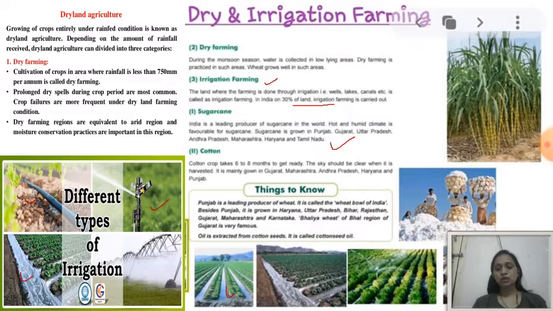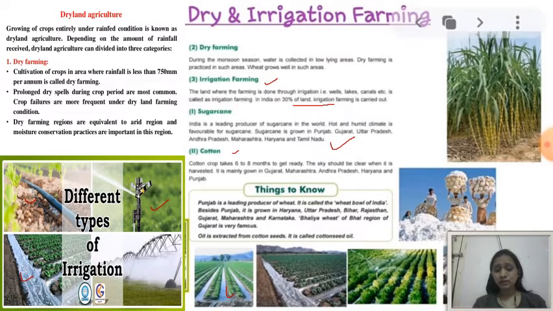Okay, and sugar cane also requires a lot of water, so water is provided even after the monsoon season through wells and canals. Okay, then the other crop is cotton. Cotton crop takes 6 to 8 months to get ready. अब कॉटन जो होता है उसको 6 से 8 महीने लगते हैं फील्ड में पूरा रेडी होने के लिए.